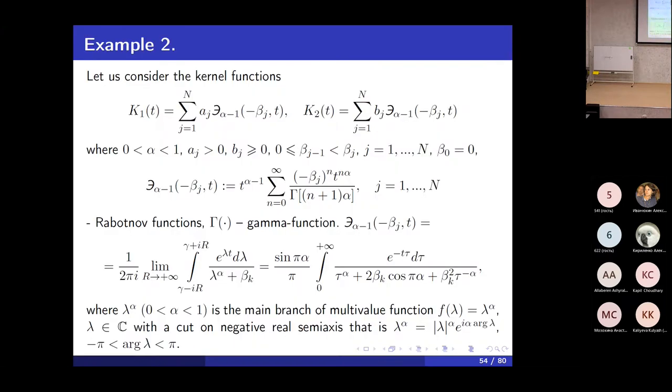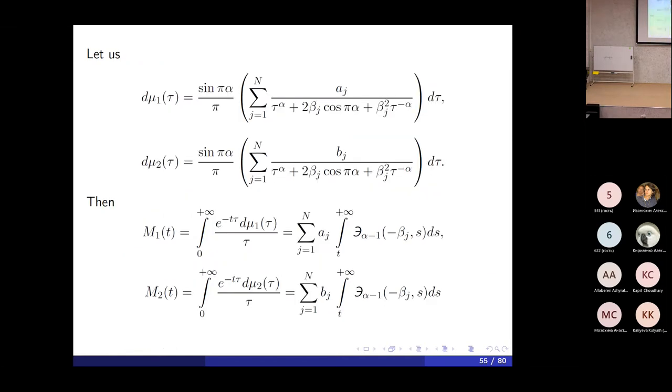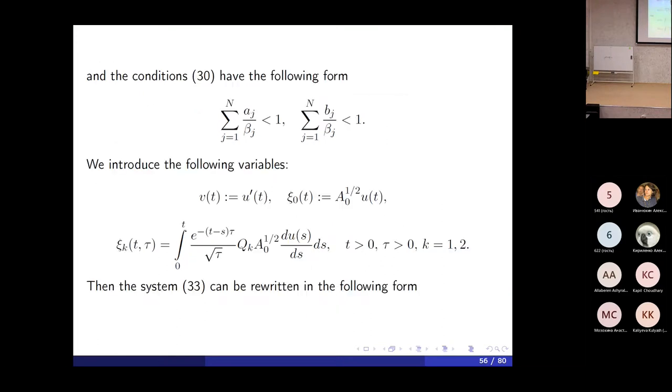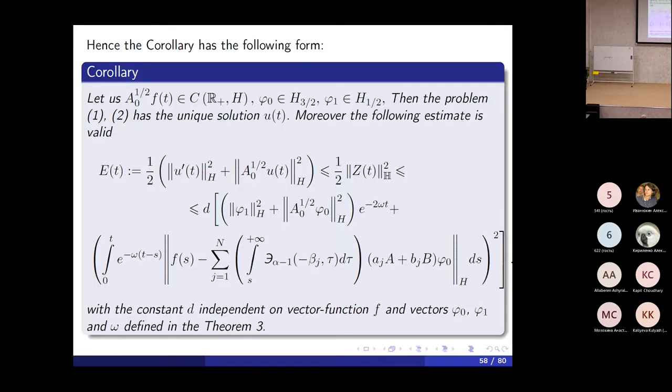But the second example, here you see the kernels are so-called Rabotnov functions. This situation was not considered by Kapustin and Zakora. In some way, it's a more complicated situation. But it is possible also in this way to obtain the following estimate of the energy in terms of the Rabotnov functions you see here. Well, and I have maybe 10 minutes.